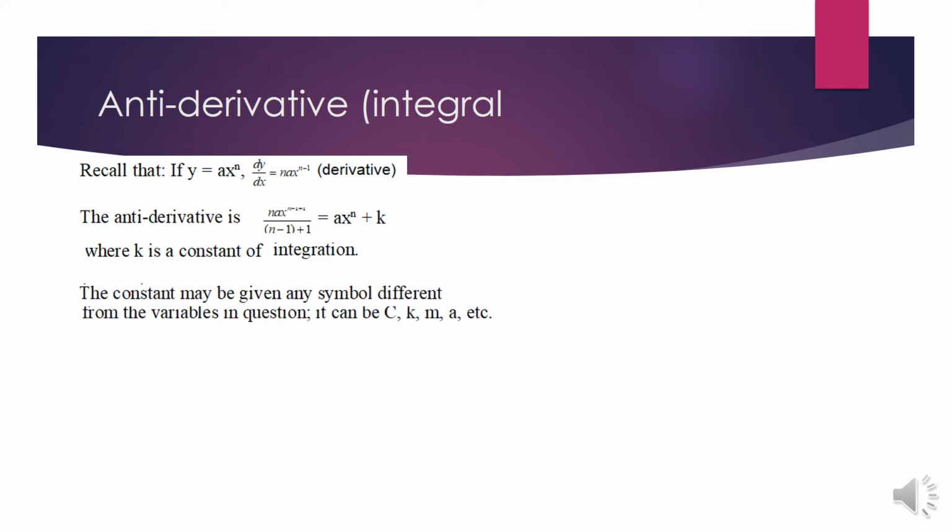The constant may be any symbol different from the variables in the question. It can be c, k, m, a, alpha, etc.